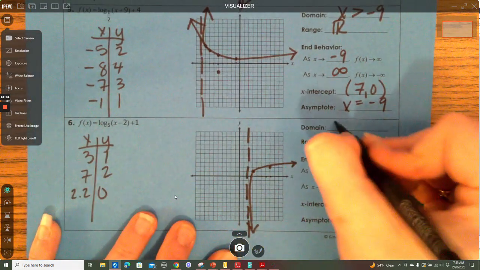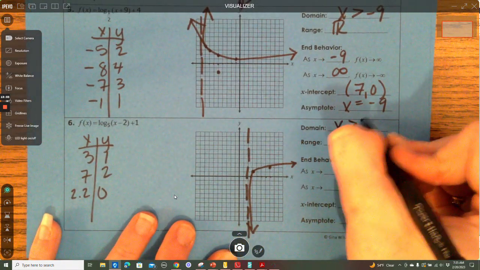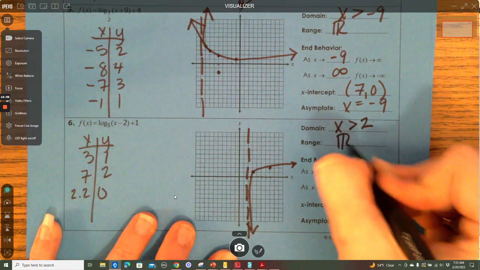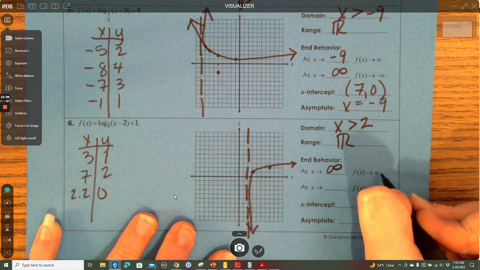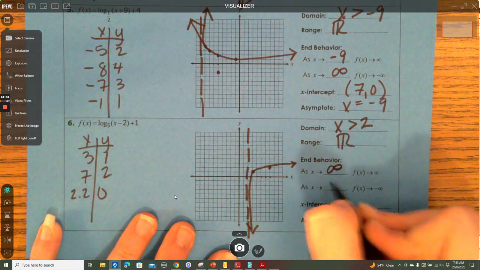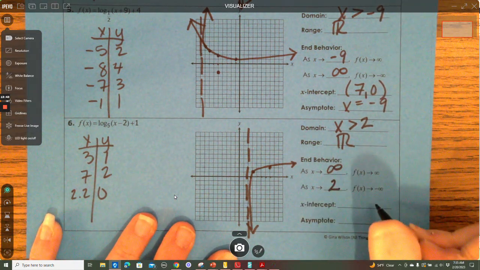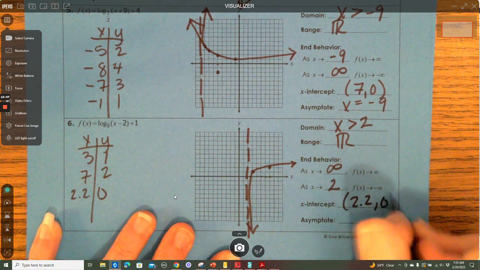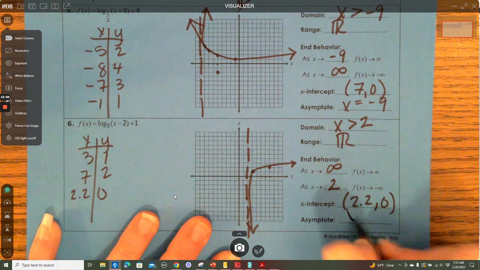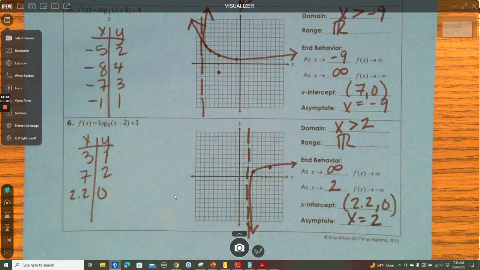So my domain, x has got to be greater than 2. Range is all real numbers. As x approaches infinity, f of x approaches infinity. As x approaches 2, f of x approaches -infinity. Our x-intercept is (2.2, 0), and our asymptote is x equals 2.